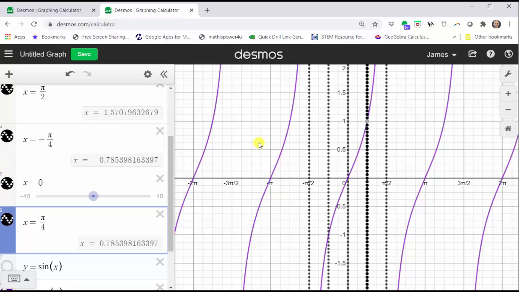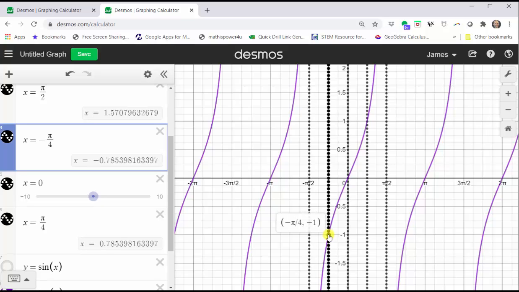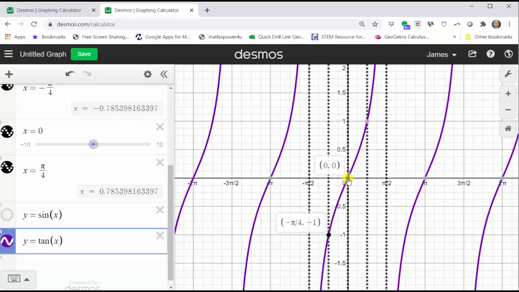And again, when graphing the tangent function over this interval, there are 3 key points. The point at x equals negative π/4, this point here, the point at x equals 0, this point here, and the point at x equals π/4, this point here. So notice how over these 3 points, the tangent function values are negative 1 at negative π/4, 0 at 0, and 1 at π/4. So over this interval, if we plot these 3 points, the graph simply passes through these 3 points and then approaches the vertical asymptotes at x equals negative π/2 and x equals positive π/2.